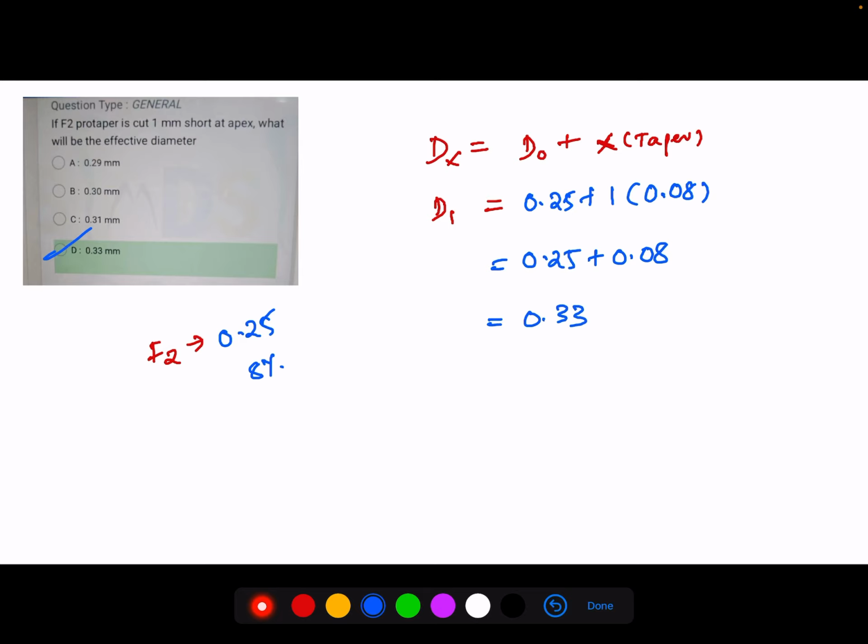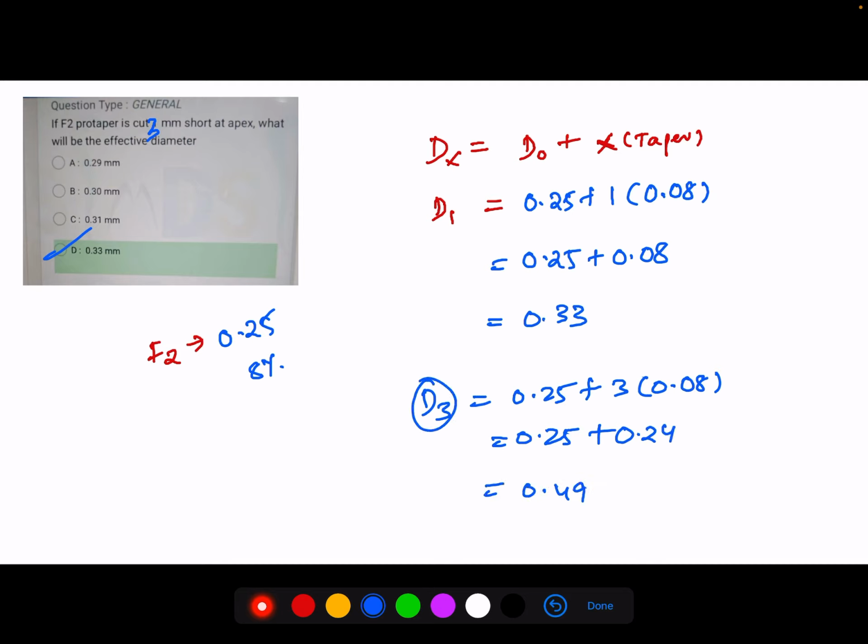Similarly, they can ask for tip diameters at any length. For example, the same question may be asked at 3 millimeters. Then you have to go for D3. D3 is equal to 0.25 plus 3 into 0.08. That is 0.25 plus 0.24. Then the answer is 0.49. So D3 is 0.49, D1 is 0.33 for an F2 file. I hope this question is clear.